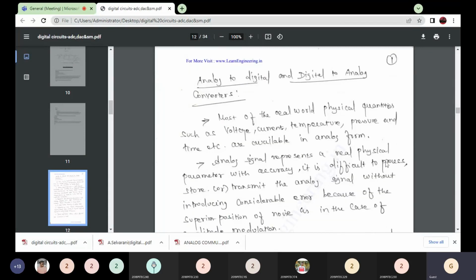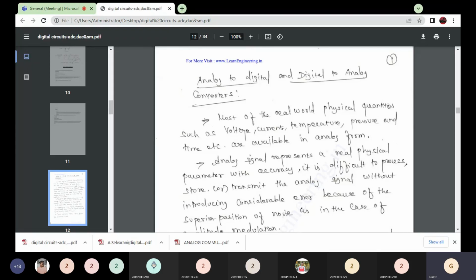In general, we all know that most real-world physical quantities should be in analog form, for example voltage, current, temperature, pressure, and time. These analog parameters are very difficult to process, store, and transmit, and they introduce more error.